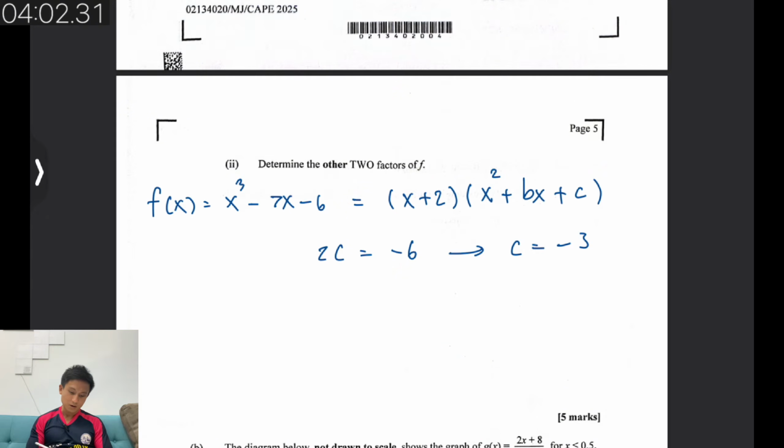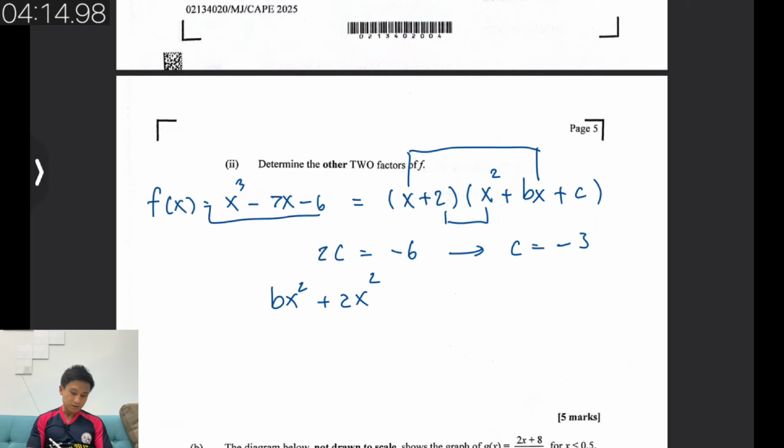How do we get b? Well, b will involve the x squared term, right? So if I do this combination, I get bx squared. And then the other combination here, plus 2x squared. Well, because on the left side, f(x) doesn't have any x squared term, I'm going to put that to 0. Yeah? Well, that's going to make b equals minus 2, right? Because those two terms will have to cancel out.